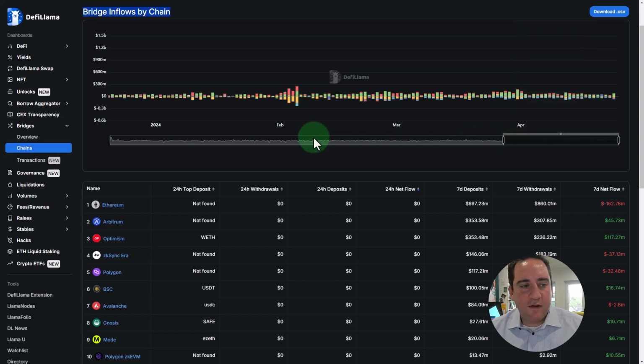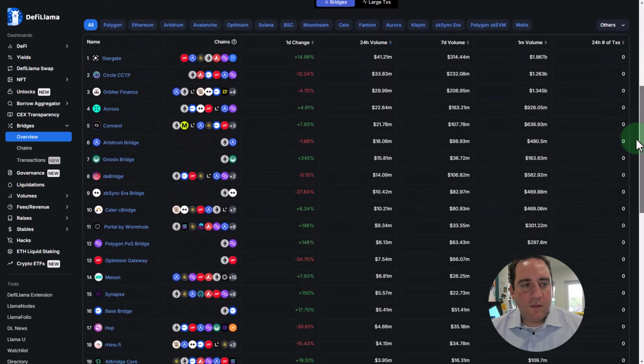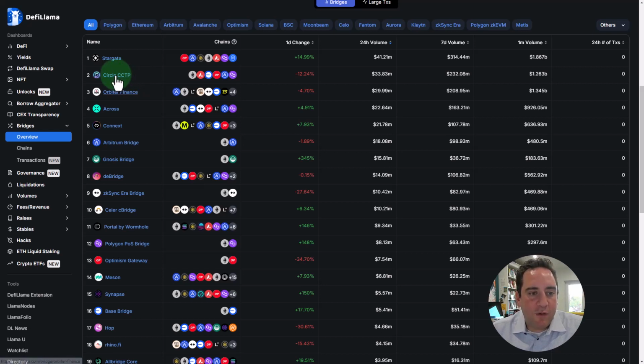These are the different bridges by chain, but you can also see the different bridges that are being used. So you can come here and see Stargate, Circle CCTP. So this is their new proprietary token bridging standard. And then they have Orbiter Finance across. Connext is the one that I like, and I respect this project tremendously.